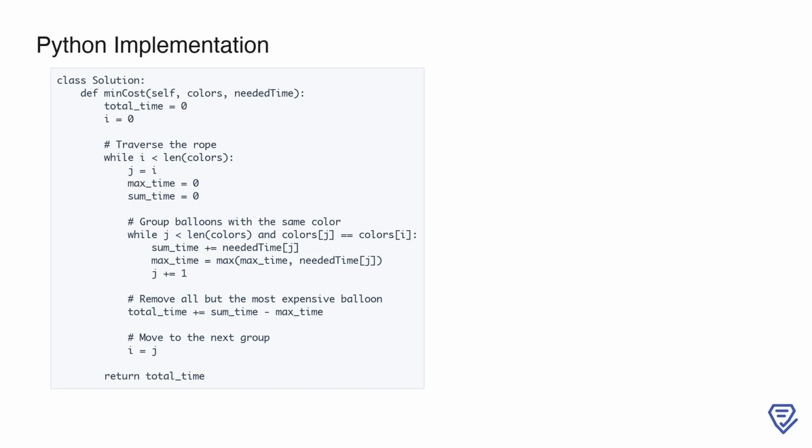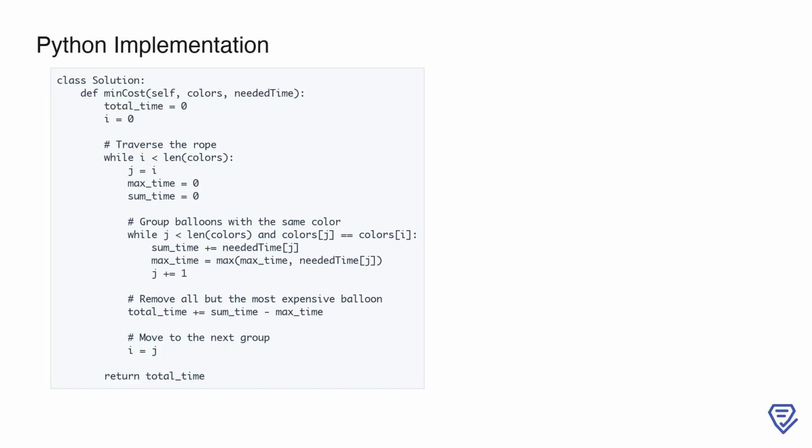The minCost function takes two arguments: colors, a string where each character represents the color of a balloon, and needed time, a list of integers where each value represents the time required to remove the corresponding balloon. The algorithm begins by initializing total_time to 0 to keep track of the total removal cost. It uses a variable i to traverse the colors string.